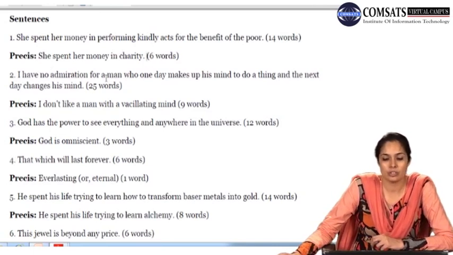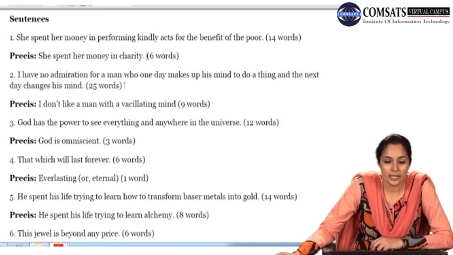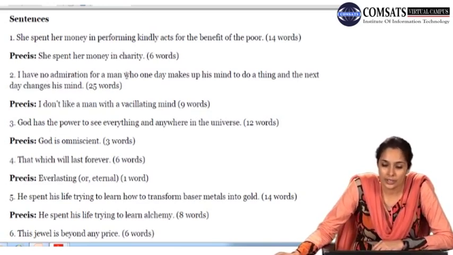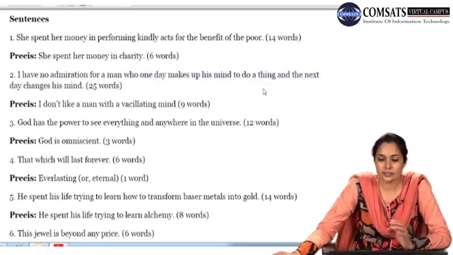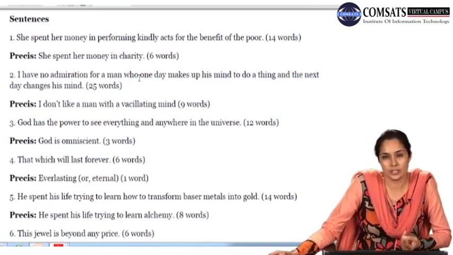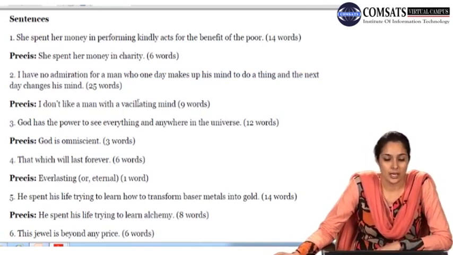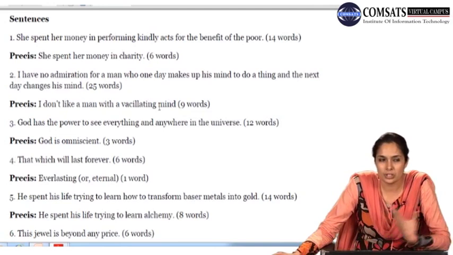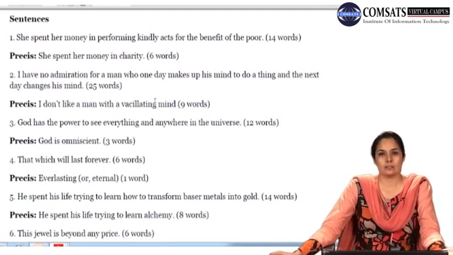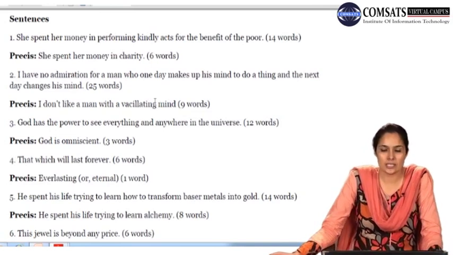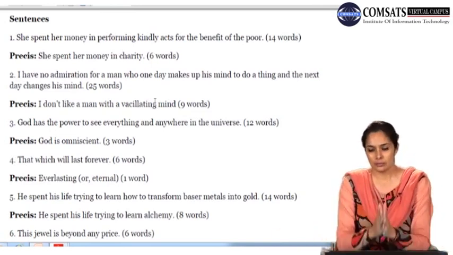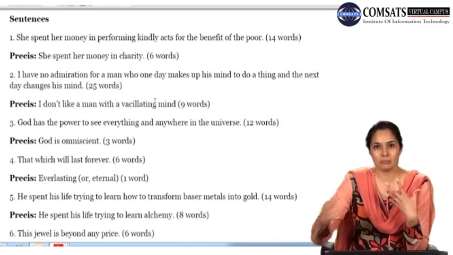Number 2, I have no admiration for a man who one day makes up his mind to do one thing and the next day changes his mind. 25 words है sentence में. इस तरह के आदमी के लिए we have a word in English language, and that is a vacillating mind. I don't like a man with a vacillating mind, and vacillating can also be changed with erratic. Erratic is E-R-R-A-T-I-C. Erratic का मतलब होता है a person who does not get set on one opinion, जो अपना mind बदलता रहता है हर वक्त.